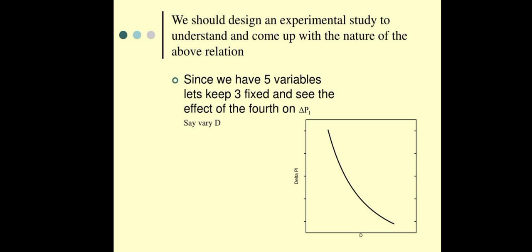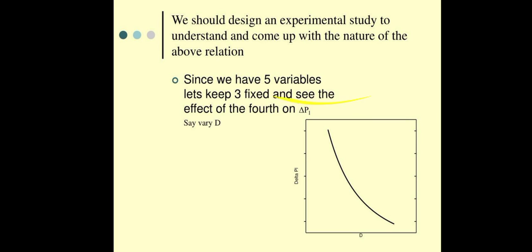We should design an experimental study to understand the nature of the above relation. Since we have 5 different variables with different units and different dimensions, let's keep 3 fixed and see the effect of the fourth one on delta P1. Here, the diameter has been increased while the delta P values reduce. We can see in the graph that when the delta P values are reduced, the diameter value has increased.